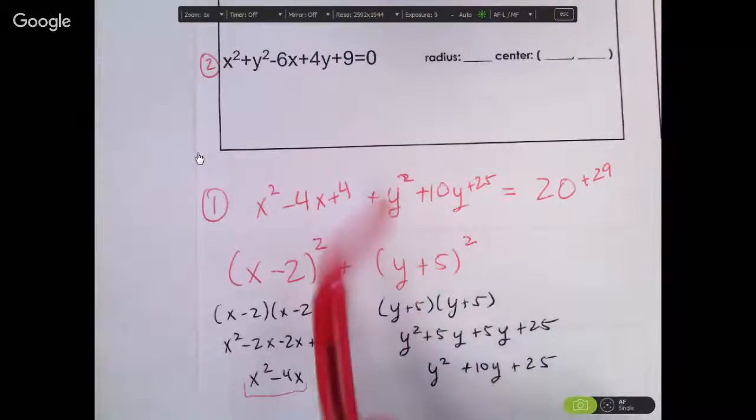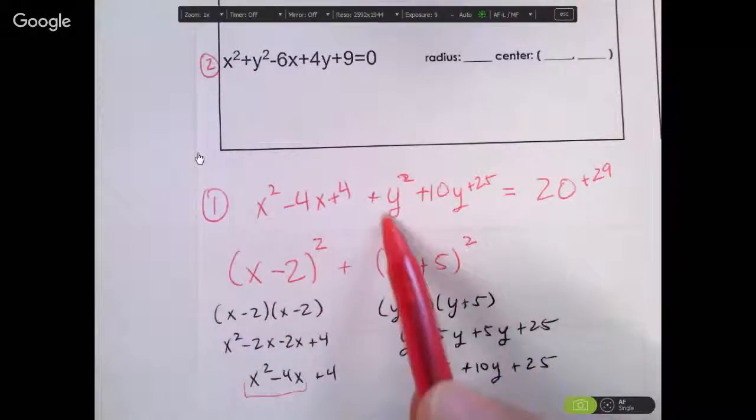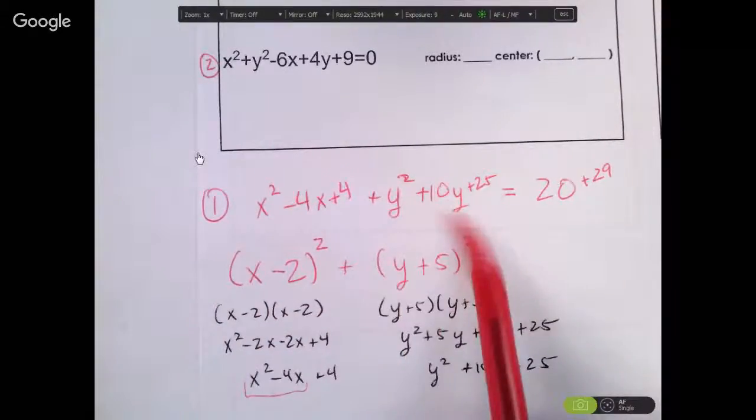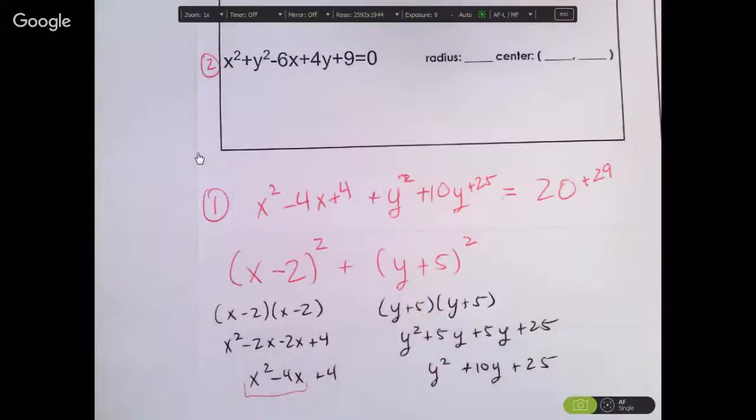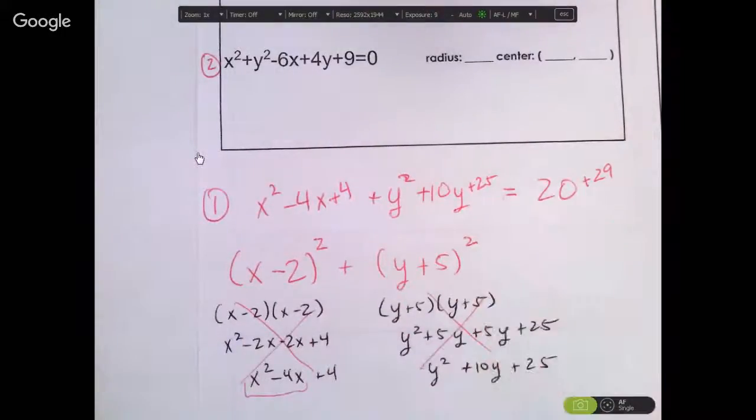Now this does equal that. Now this whole thing does equal that. So I had to sneak those numbers back in. All this black work, I'm crossing it out just to say that I don't need it anymore.